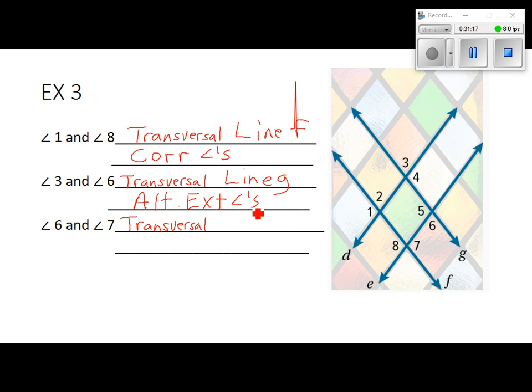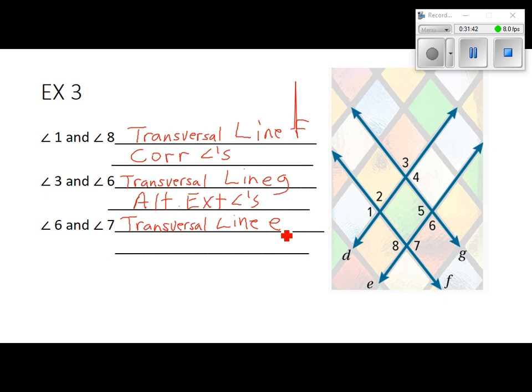Six and 7. Which transversal connects those two? E. So write line E in here, very good. Line E. Wouldn't they be consecutive interiors? I don't know, let's find out. If we're using line E as our transversal, what line am I covering up this time?